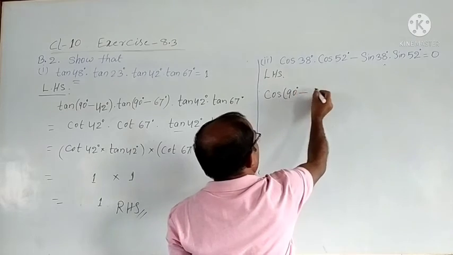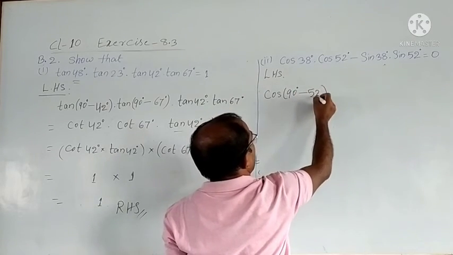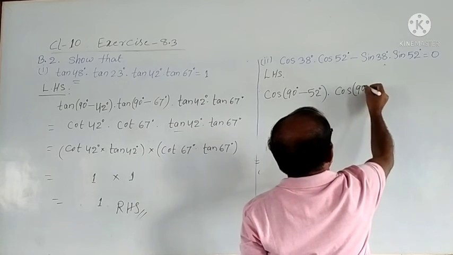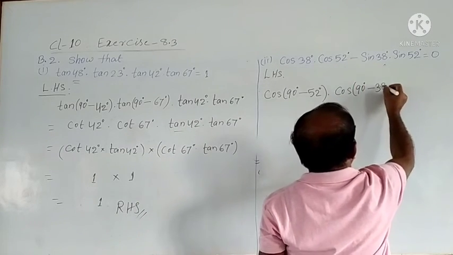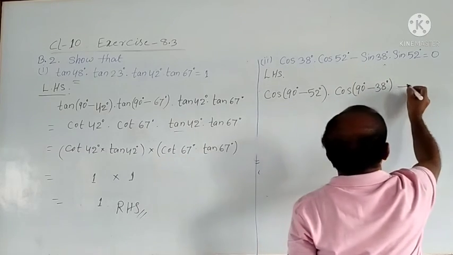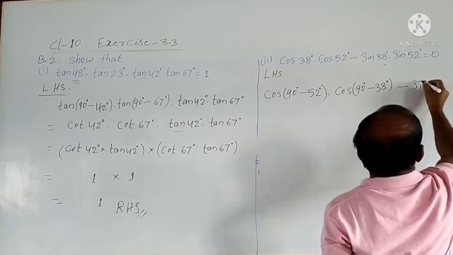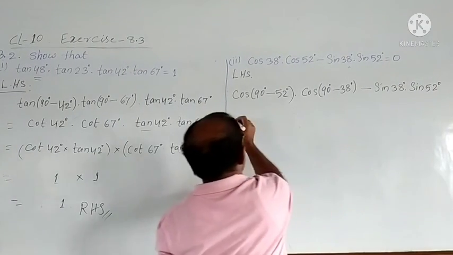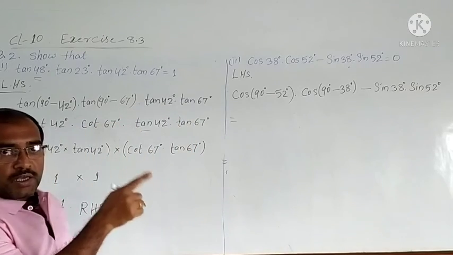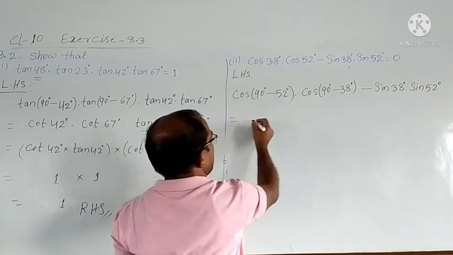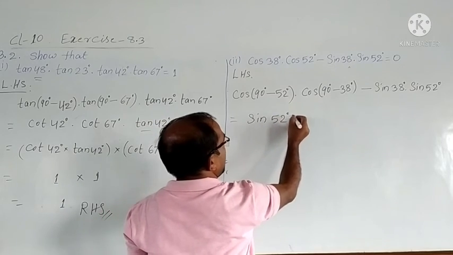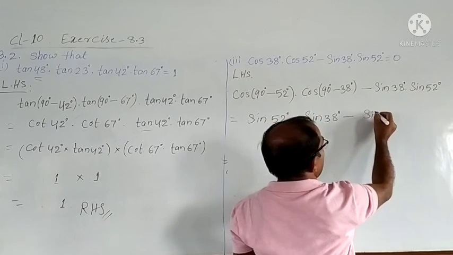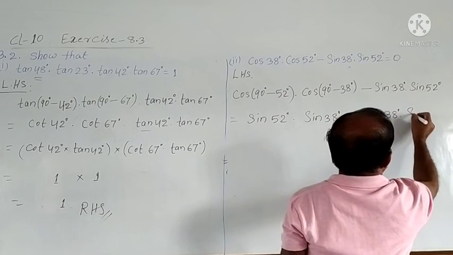90 minus what? 38. 90 minus 52 will be 38. Like this, cos 90 minus what will we get? 52. 90 minus 38 is 52. Then these both we are changing. After the minus sign, these both we will not change. We will get here sine 52 as it is. And then remind yourself, you have changed into complementary angle ratio. After that, cos 90 minus theta is equal to sine theta, where theta is 52. Here also cos 90 minus theta gives sine theta, that also sine 38, minus sine 38 into sine 52.